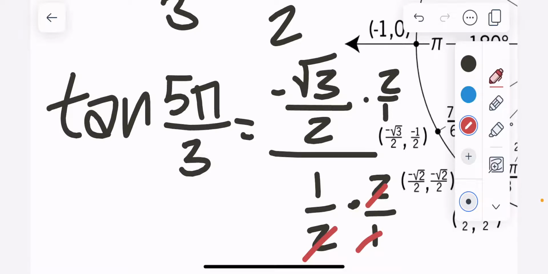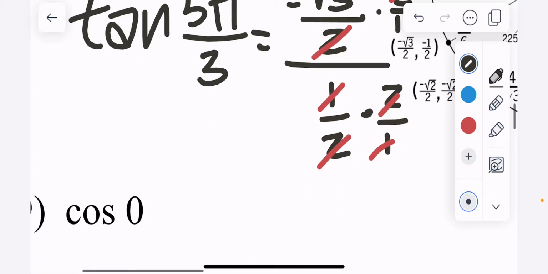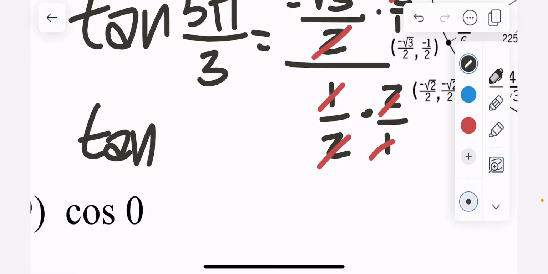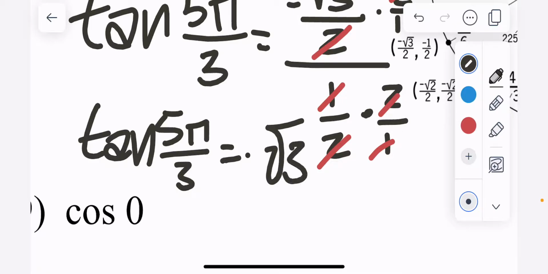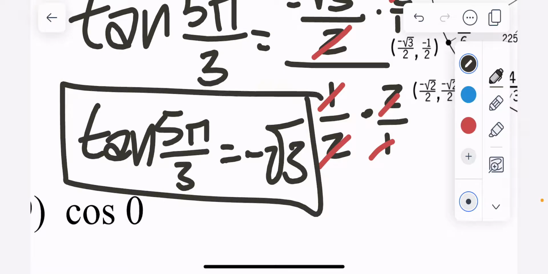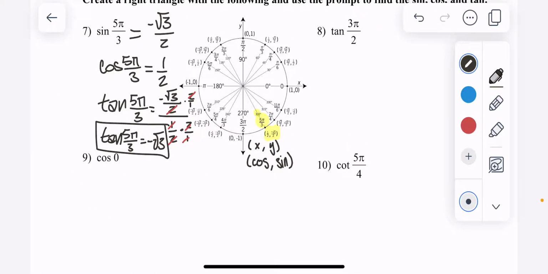Here, the 2's are canceling, the 1's are canceling, my denominator cancels out, and here my 2's cancel as well. So I'm just left with negative square root of 3 over 1, but that 1 divides into it to just give me negative square root of 3. So my final answer is just tangent equals negative square root of 3. My cosine was 1/2, and my sine was, oh my goodness, that.